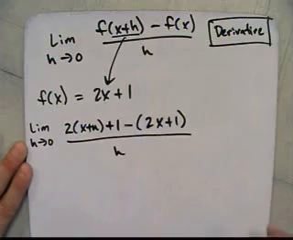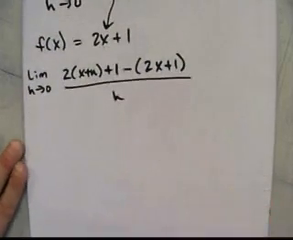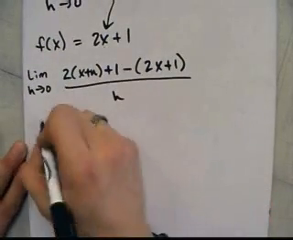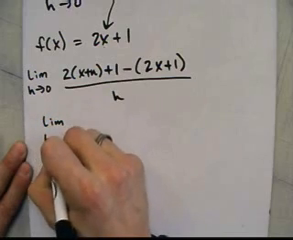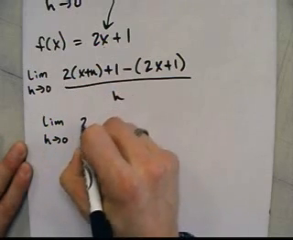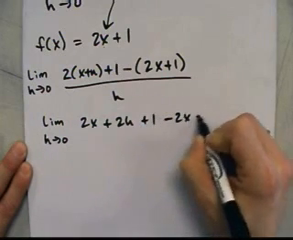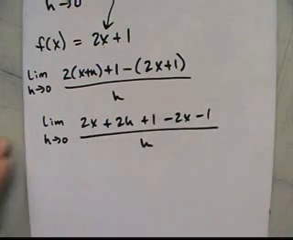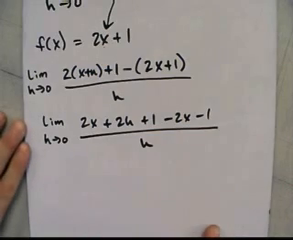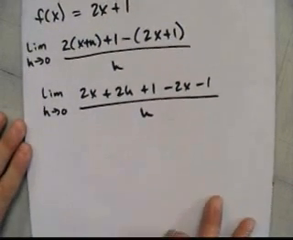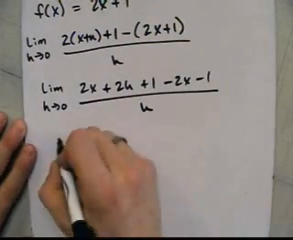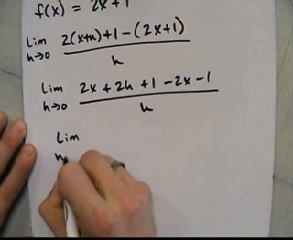Now we just do a little bit of simplifying. We just have a little bit of algebra to go here and we're done. So I'm going to distribute the 2 here. We got the limit as h goes to 0. Distributing the 2 gives me 2x plus 2h plus 1 minus 2x minus 1, all divided by h. And then hopefully good stuff happens. It will.